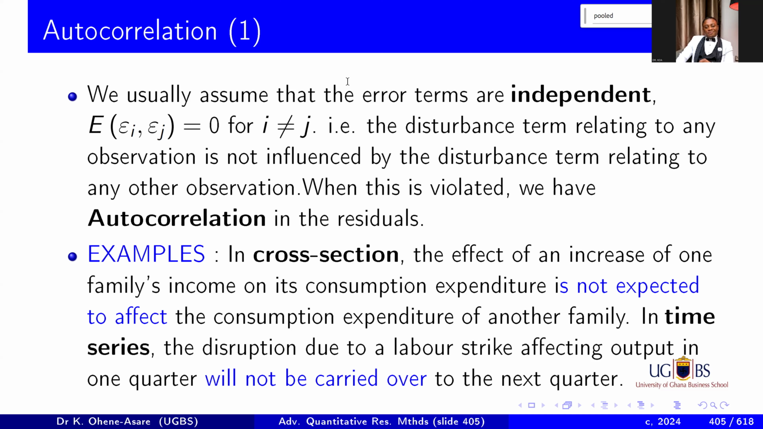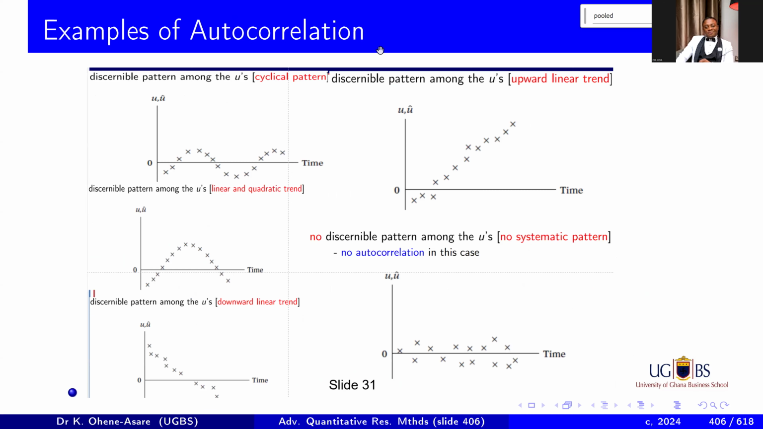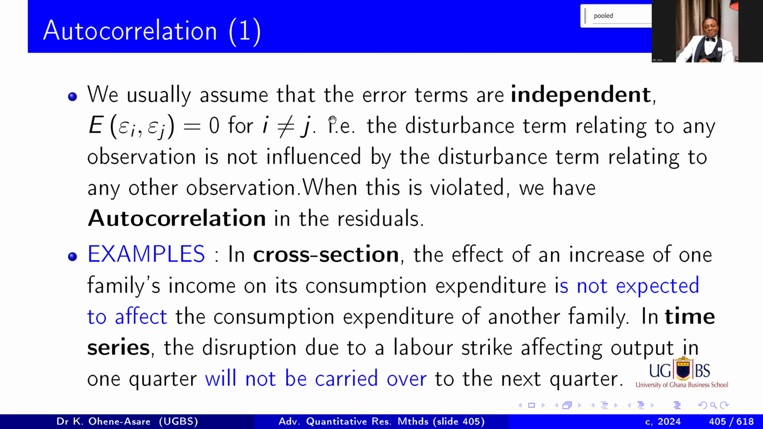We usually assume that the errors in a regression model are independent. What errors? This is a cross-sectional model, so the errors being independent here means you have error epsilon i and you have error epsilon j.